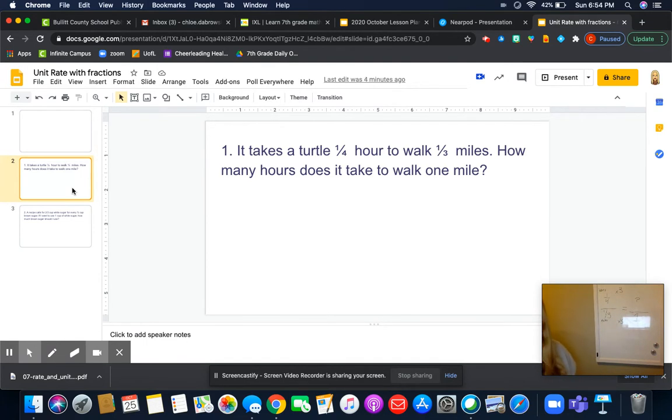Luckily for us, we just spent a very long time doing our number sense unit. So we know that 1/4 times, we're going to put this 3 over 1 in order to make that a fraction. We like multiplying fractions. We multiply straight across. So we end up with 3/4. It's going to take 3/4 of an hour in order to walk 1 mile.